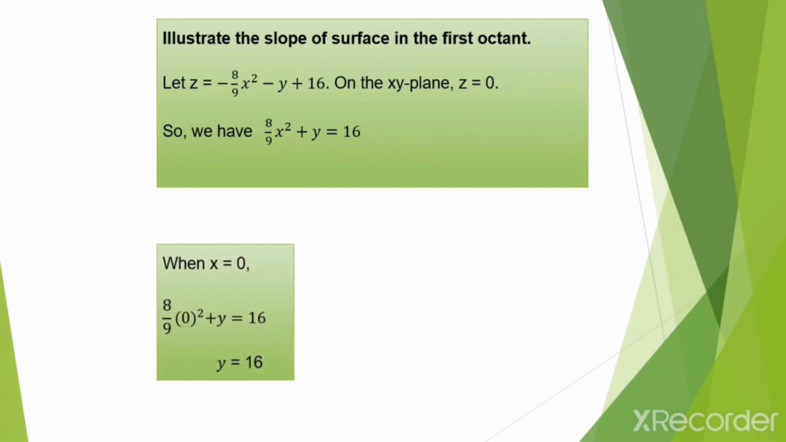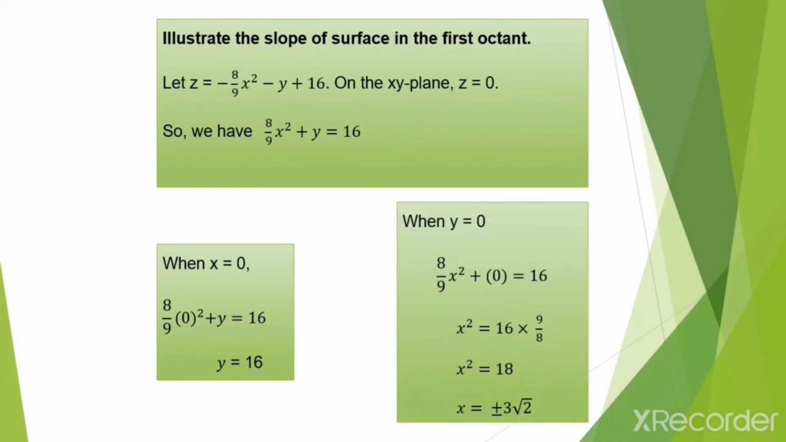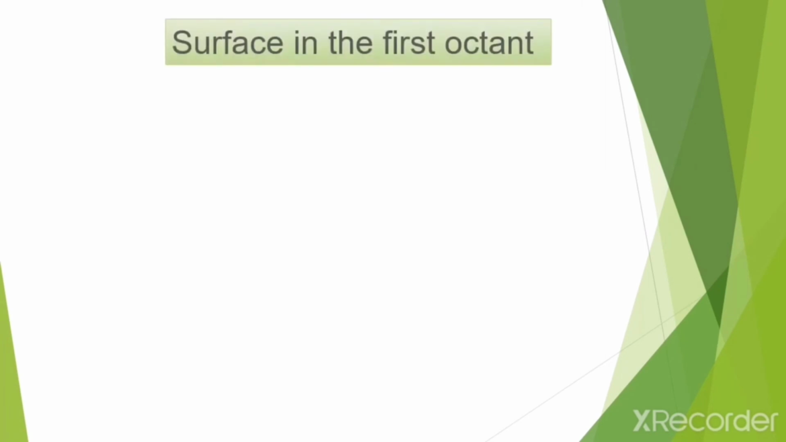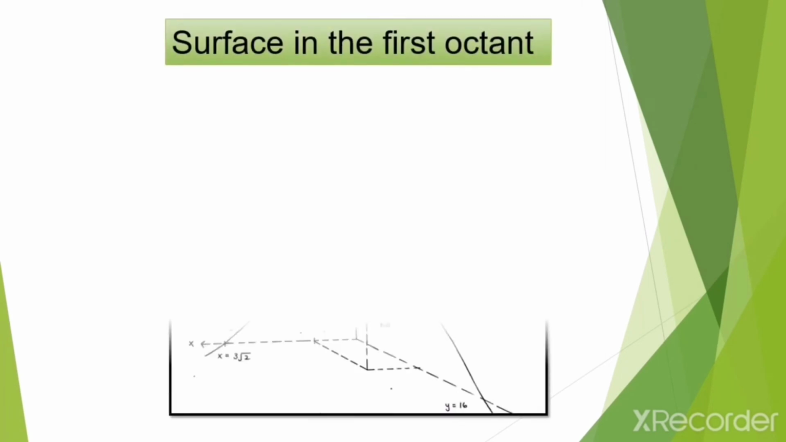To get the y value, we need to substitute x equals 0. So, we get y equals 16. To get the x value, we need to substitute y equals 0. So, we get x equals plus or minus 3 square root 2. Surface in the first octant.